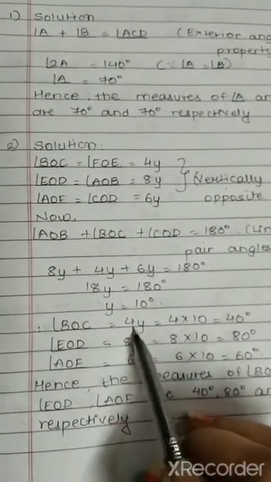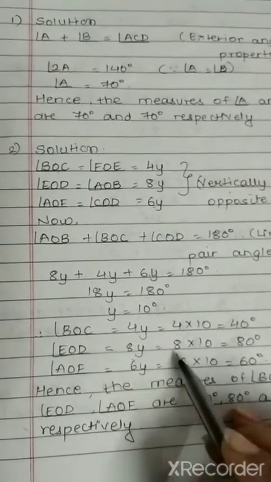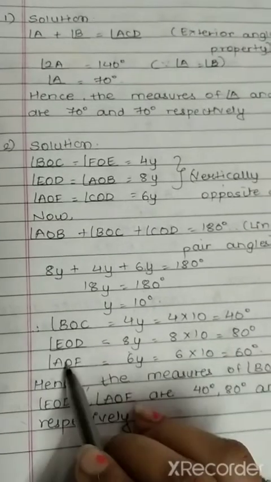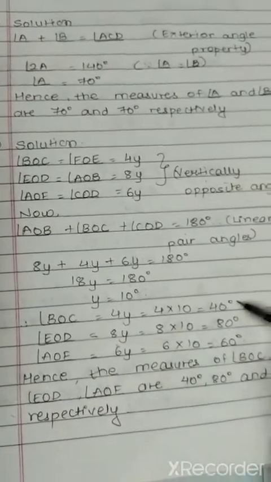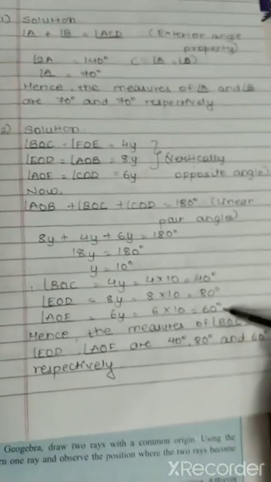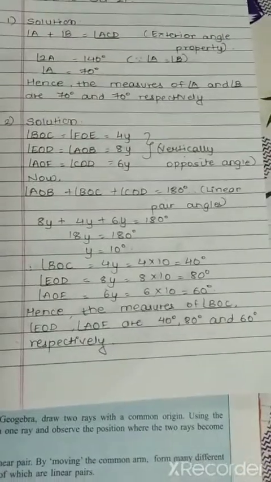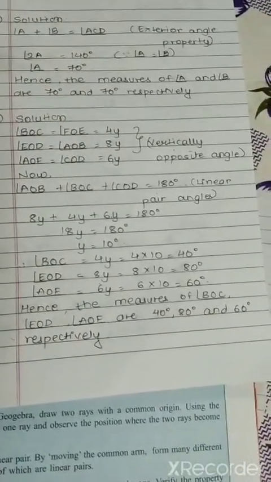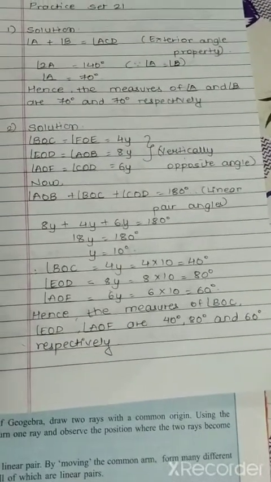Again BOC is 4y. So 4 into 10 is 40. EOD is 8y, that is 8 into 10, which is 80. AOF is 6y, that is 6 into 10 is 60 degree. So we get the values as 40 degree, 80 degree and 60 degree. Hence the measure of BOC, EOD and AOF are 40, 80 and 60 degrees respectively.